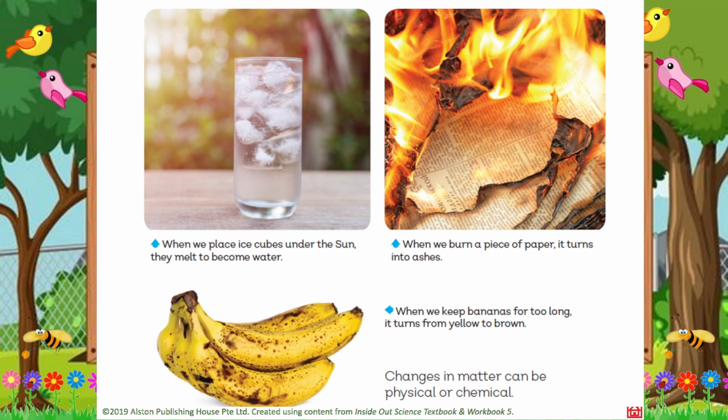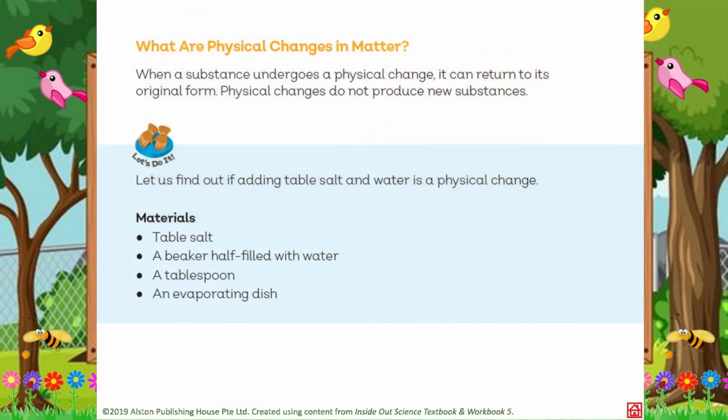Okay, so a physical change is when a substance undergoes a physical change, it can return to its original form. Okay, so physical changes do not produce new substance. Okay, while a chemical change, on the other hand, is a type of change in which new substance is formed.